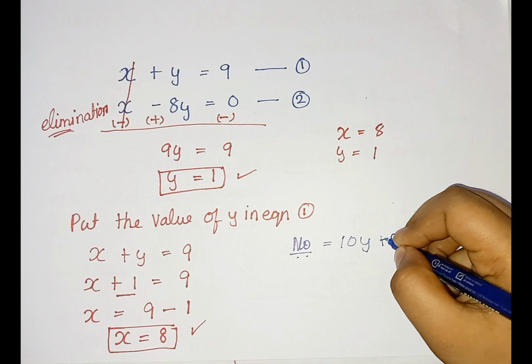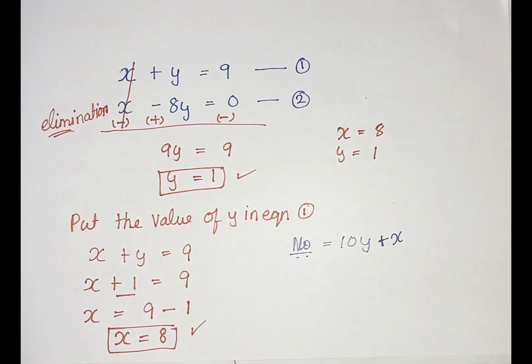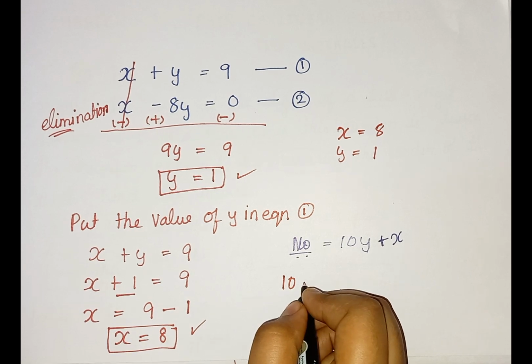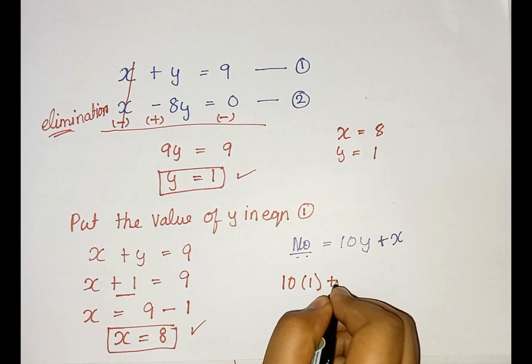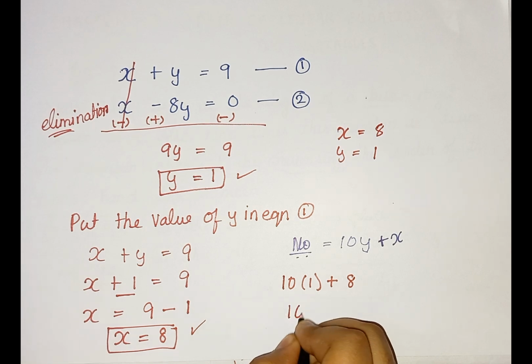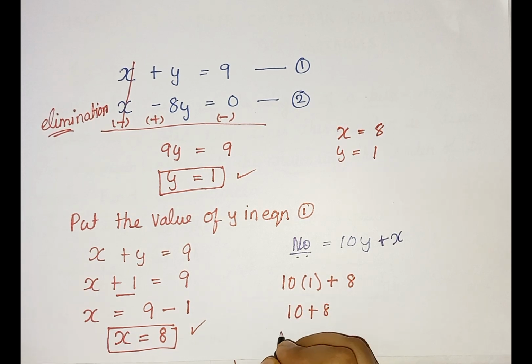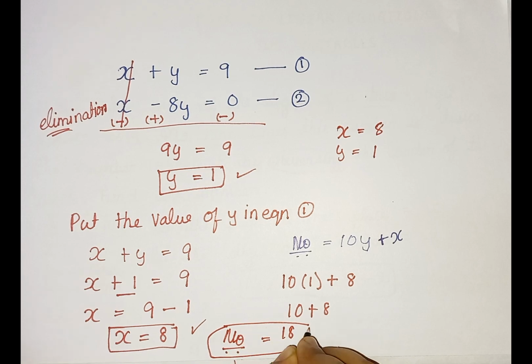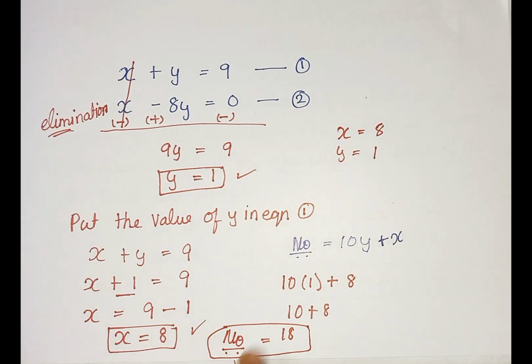So the number is 10y plus x, isn't it? So this is the number. Now we can substitute the y and x values. The y value is 1 and the x value is 8. So 1 into 10 is 10, 10 plus 8 is 18. So what is the number, guys? The number is 18. So finally we got the answer. This is our answer.